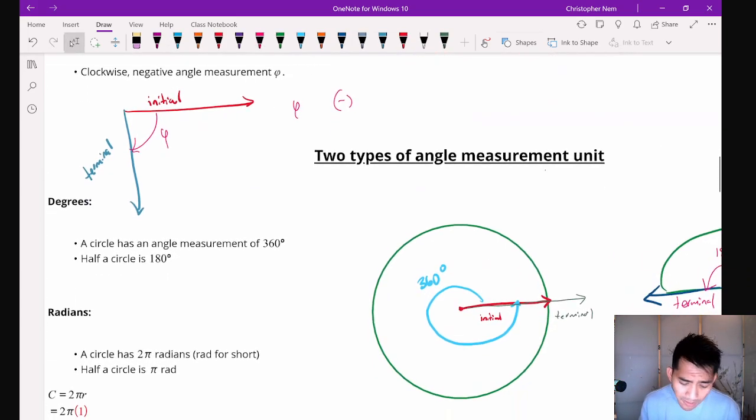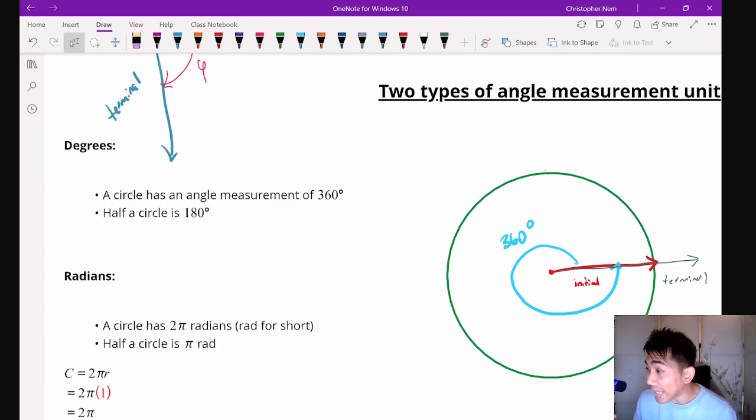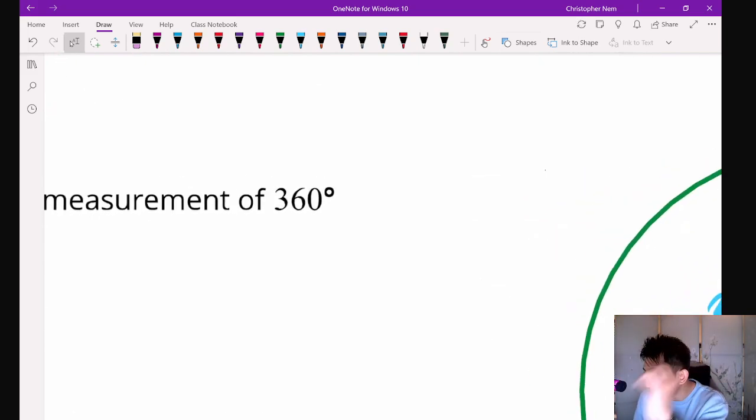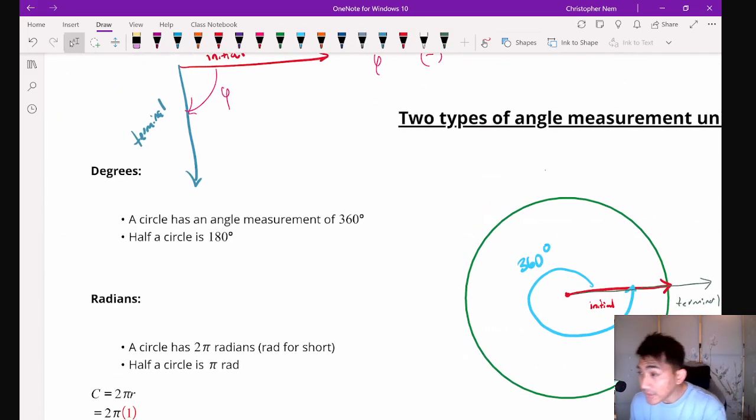So now you have two types of angle measurement units. Similar to how we have feet, inches, centimeters, and meters, we have unit conversions for angle measurements. The two that we care about are called degrees and radians. When we talk about degrees, this is the one you guys are more familiar with. We will have a small little circle, kind of like an exponent, as a superscript next to the number. Now for degrees, a circle will have an angle measurement of 360 degrees.